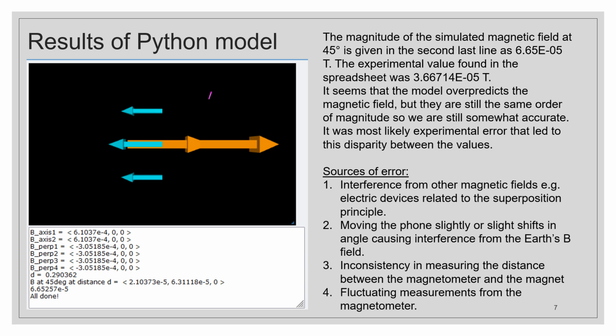Here are the results of the Python model. The magnitude of the simulated magnetic field at 45 degrees is given in the second last line as 6.65 times 10 to the negative 5 Tesla. The experimental value found in the spreadsheet was 3.67 times 10 to the negative 5 Tesla.